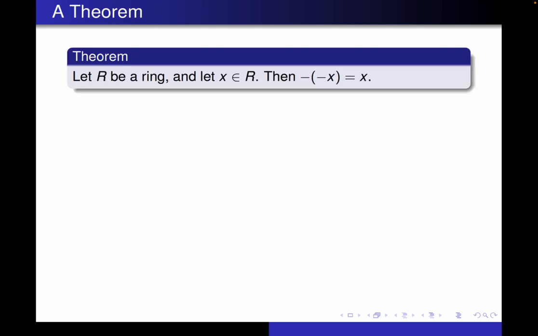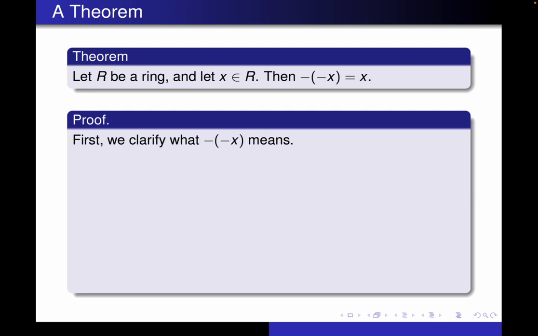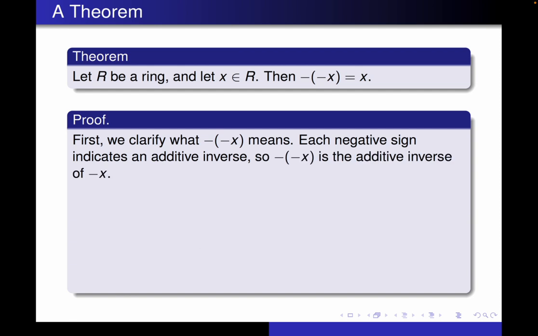All right, so here's the theorem that we're going to prove. If R is a ring and X is an element of that ring, then negative negative X is equal to X. Now, before we get into the details of the proof, which actually is not going to be too bad once we know what we're supposed to be doing, we have to really clarify what negative negative X means. Each of those negatives means we're taking an additive inverse. An additive inverse means we add it to something to get 0. So each negative sign indicates an additive inverse, which means that negative negative X is going to be the additive inverse of negative X, and negative X is going to be the additive inverse of X.